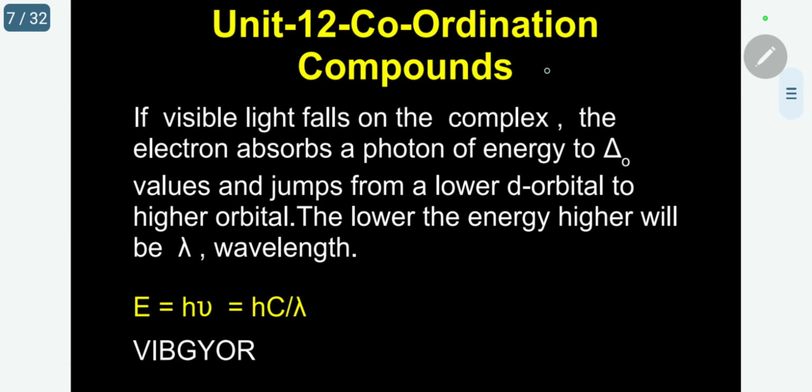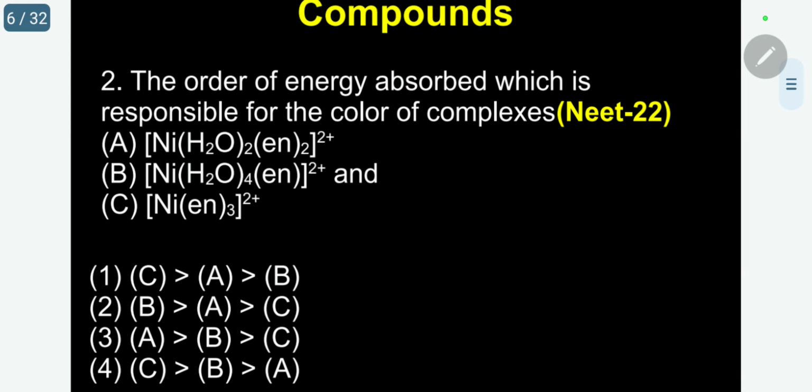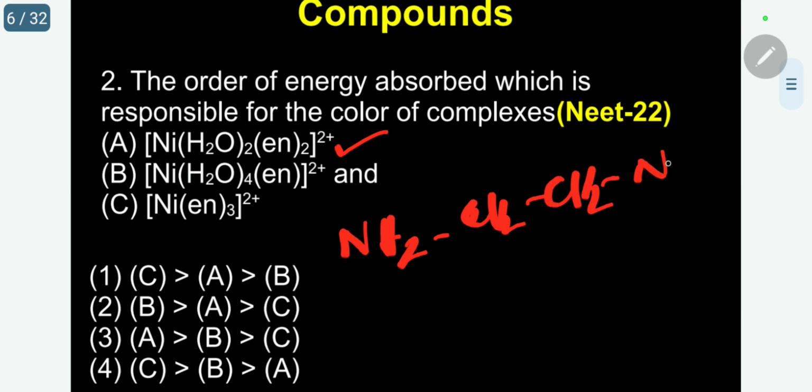In the question, kindly follow, there are three options given. A, [Ni(H2O)2(en)2]2+. In en, ethylene diamine, each nitrogen has a lone pair of electrons. That is why ethylene diamine is a didentate ligand.